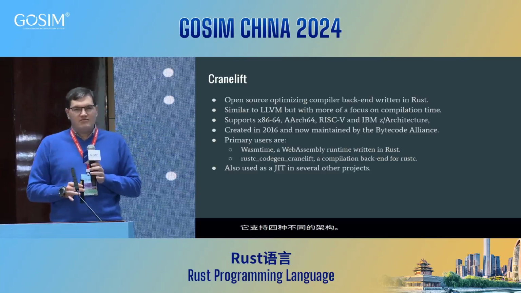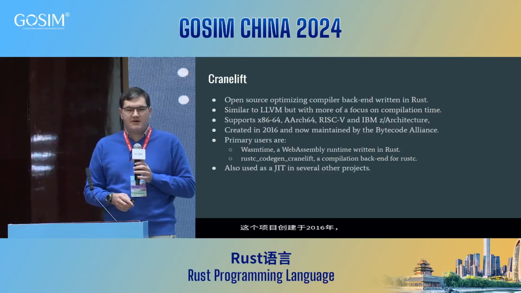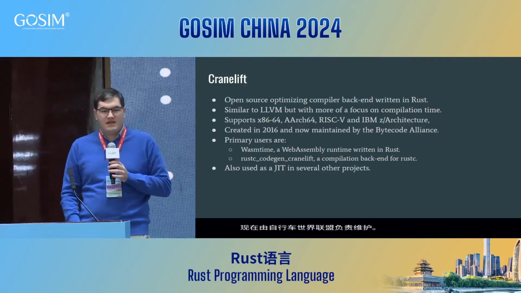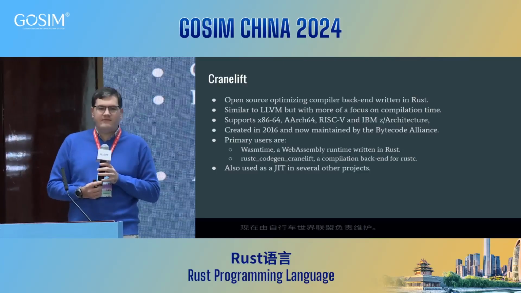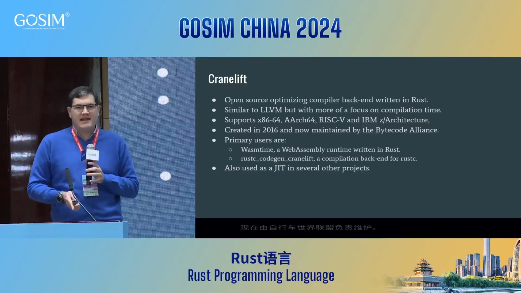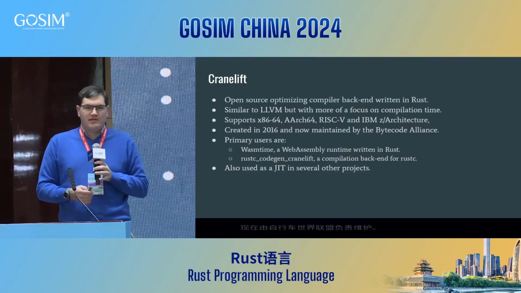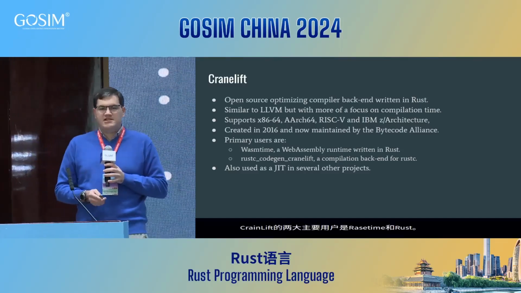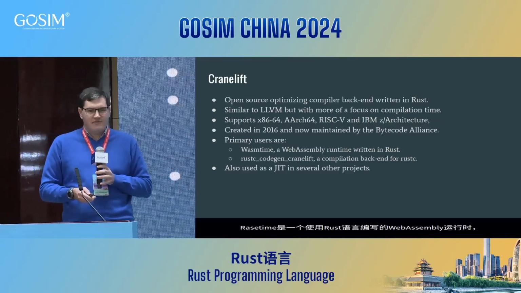There are 2 main users of Cranelift, and these are Wasmtime, a WebAssembly runtime that's written in Rust, and rustc_codegen_cranelift, which is an alternative compiler backend for the Rust compiler, since the Rust compiler normally uses LLVM. And because of its fast compilation speed, Cranelift is also used as a JIT compiler in several other projects.